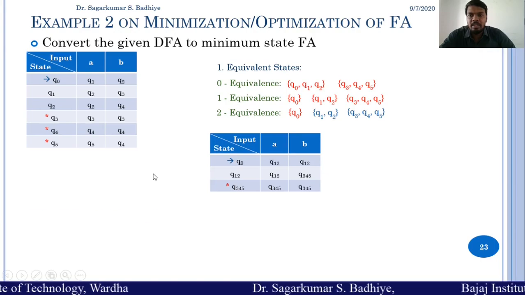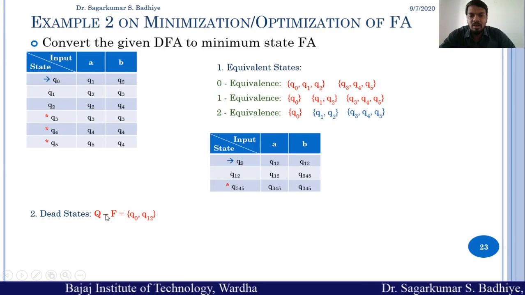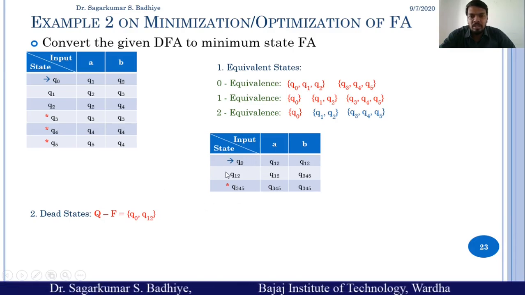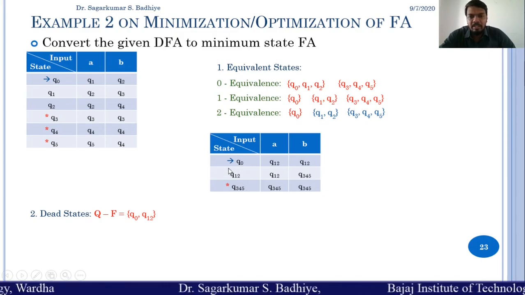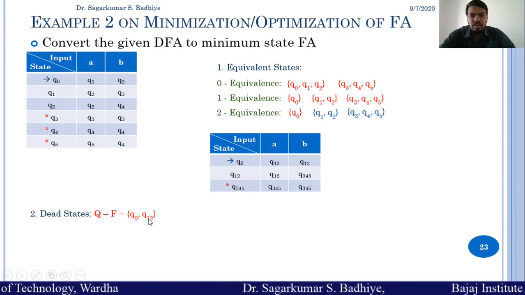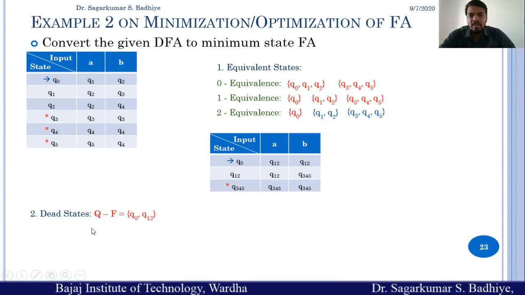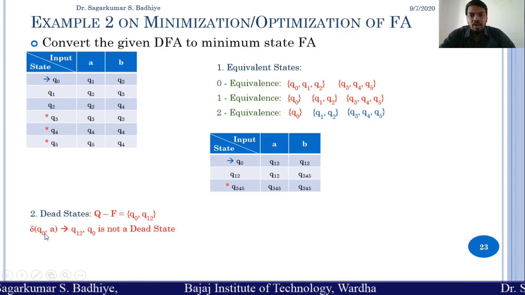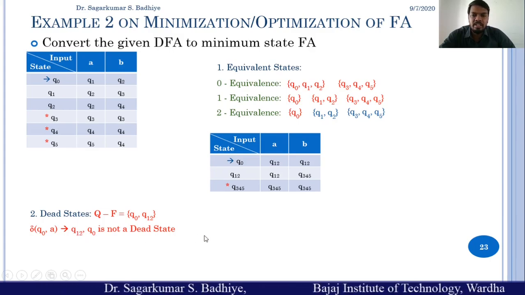Now the next step is to find the dead states. For finding dead states, first we consider the set of states from which we eliminate the final states. So the new set of states is q0, q12 and q345. After eliminating the final state from this set, we get q0 and q12 as the set of states. Now from this set of states, we'll consider the transition on inputs. So q0 on A goes to q12, which is a different state. So q0 is not a dead state.